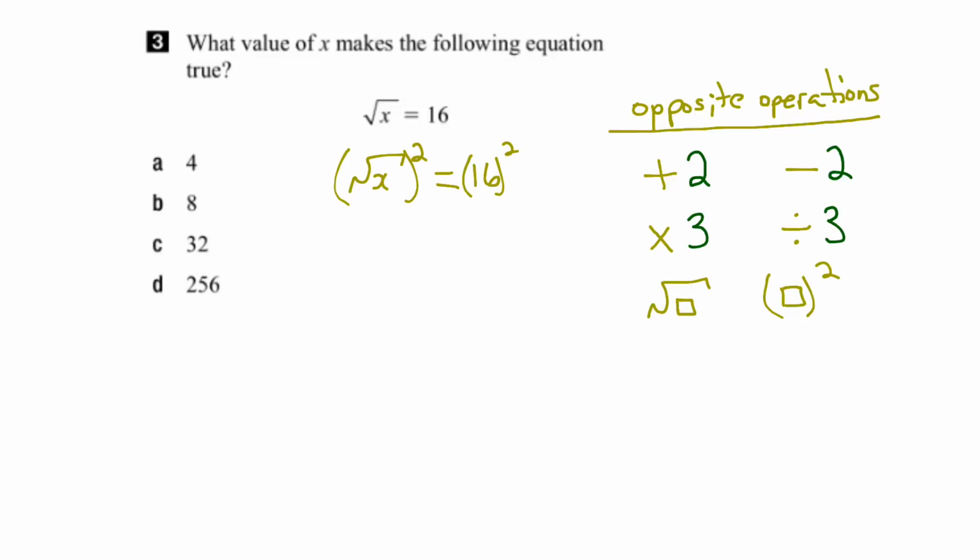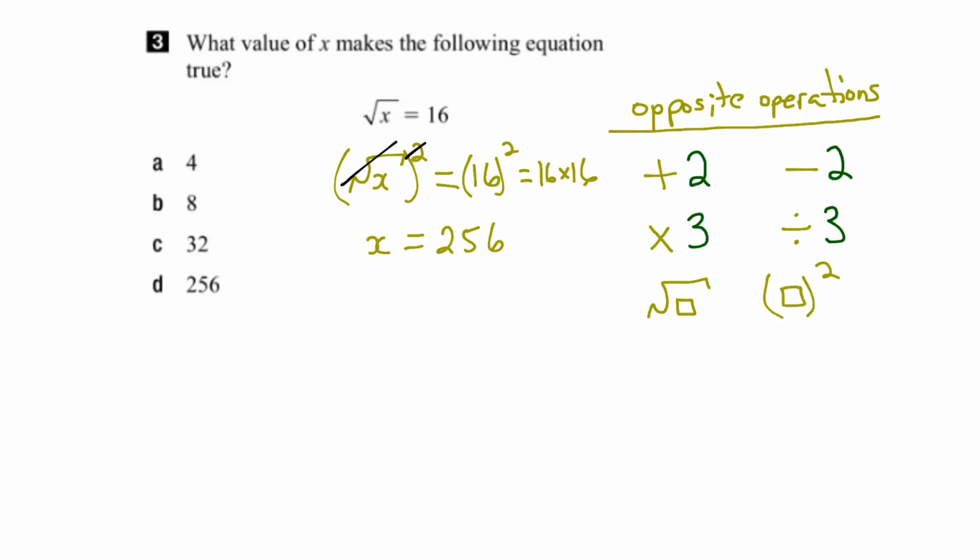So since square rooting and squaring something are opposite, what we're left with on the left is just the x all by itself. And 16 squared is 256. And we get that because 16 squared means 16 times 16, which equals 256.